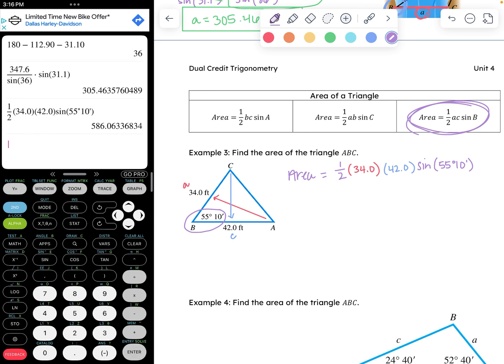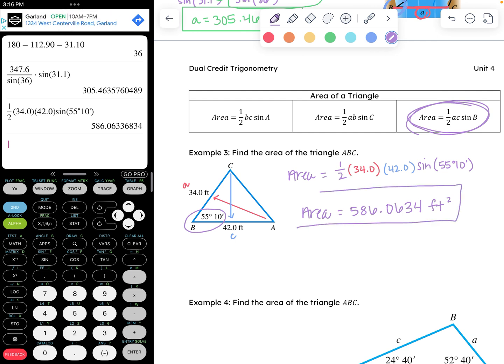And you just plug it all into your calculator, and I get that my area is 586.0634. We are talking about area, so it's going to be feet squared. With an area, remember, it is square feet. So there's my area.